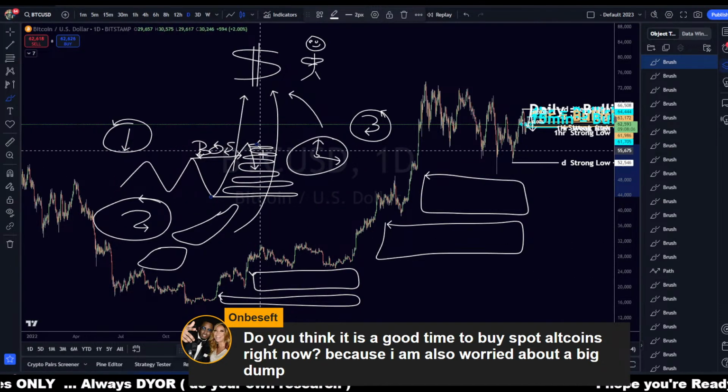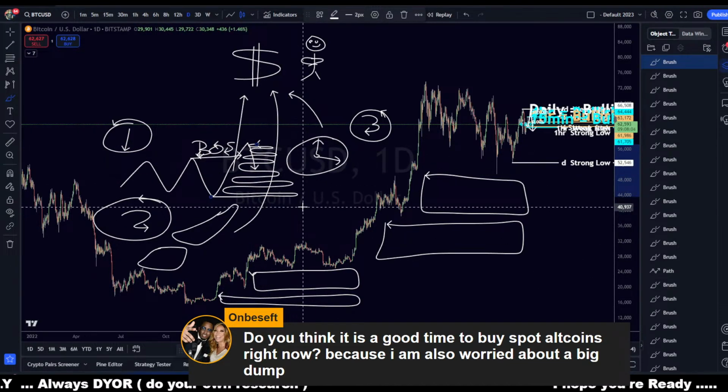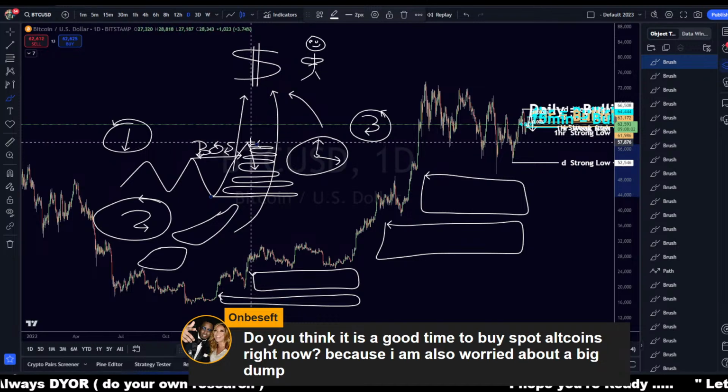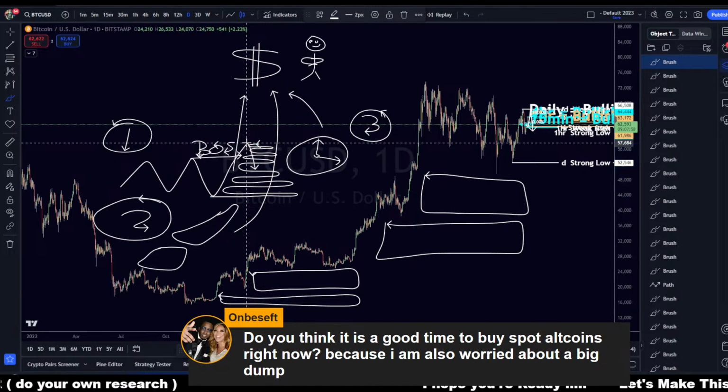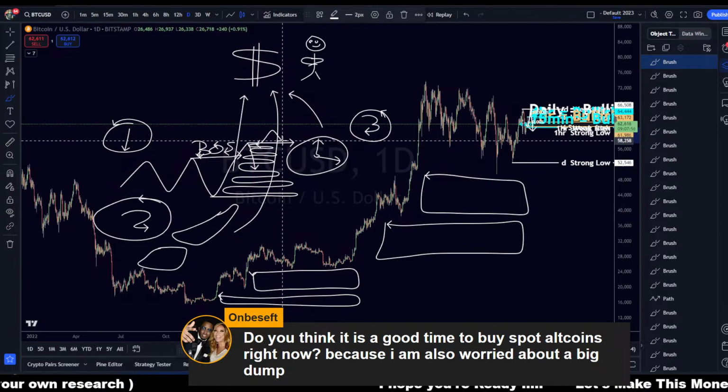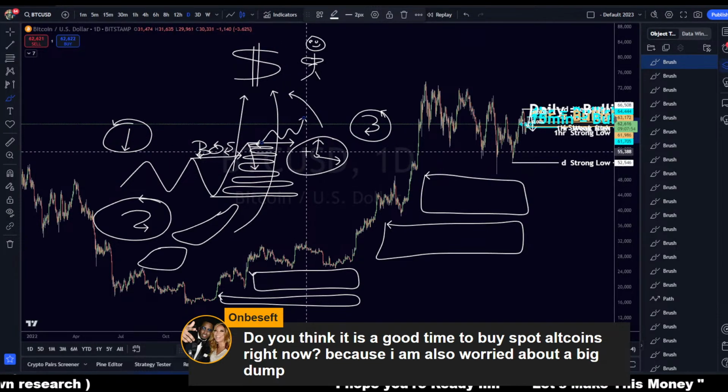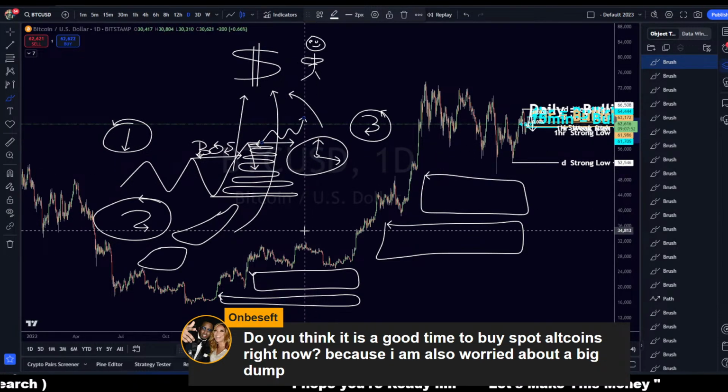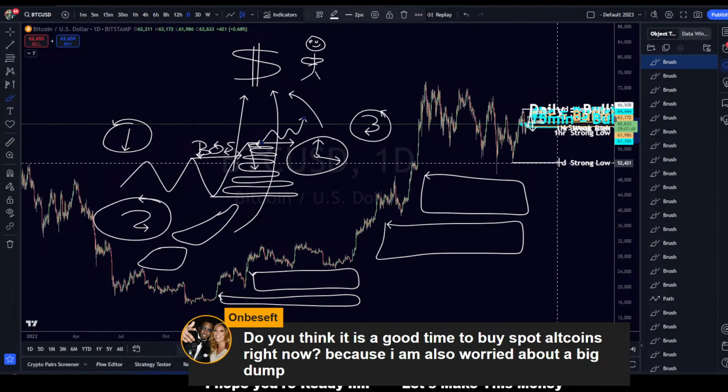Price can come all the way down here and do all this. But the overall sentiment, the overall thought process should be bullish. Price should continue going up until it starts going down. So that is my thought process when it comes to that.